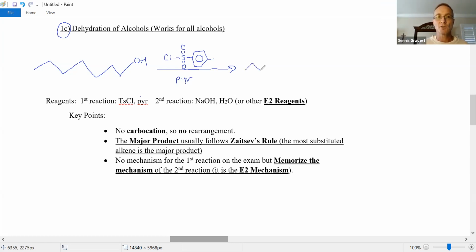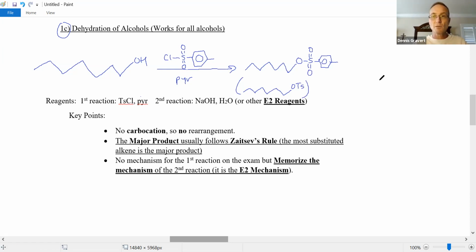And then if you're writing out all your steps, 1, 2, 3, 4, 5, 6, 7. You can draw the whole darn thing again, but you don't have to. You can also just draw out the abbreviation, OTS.